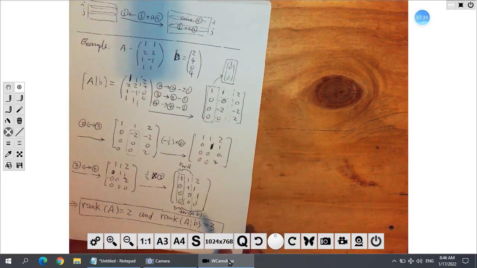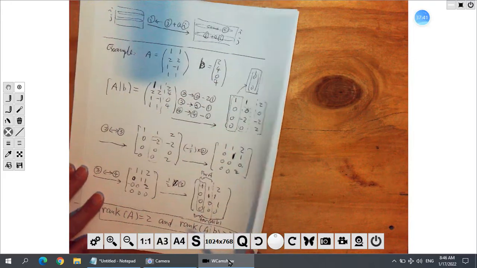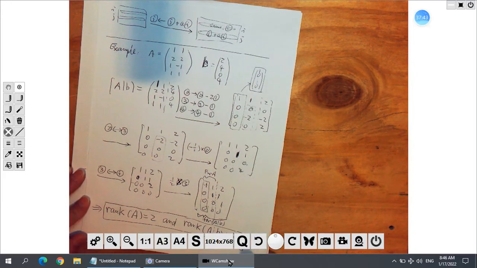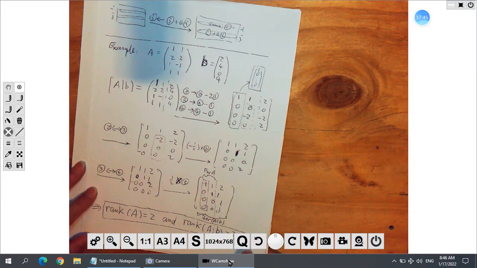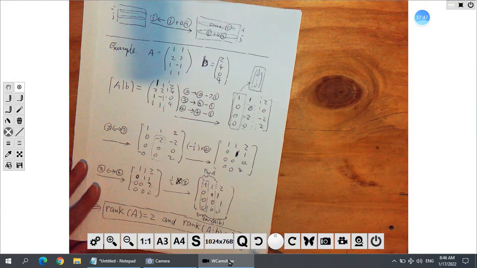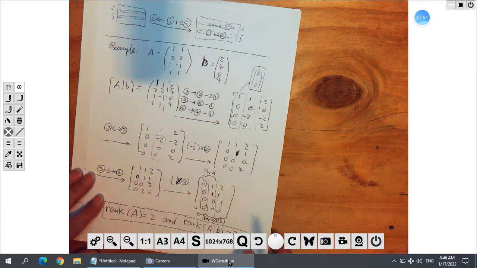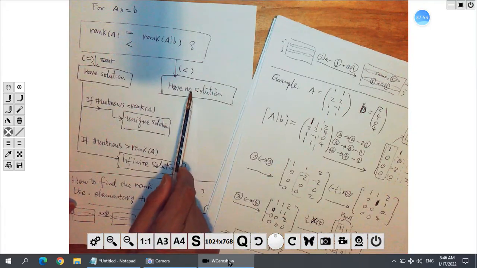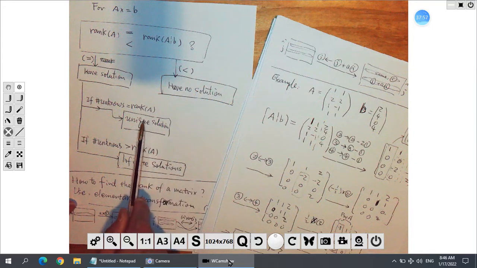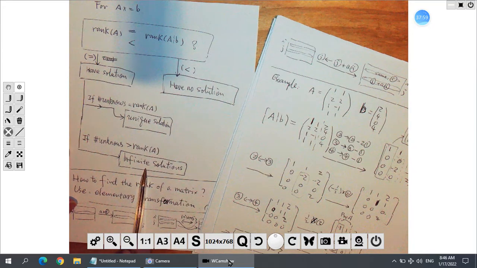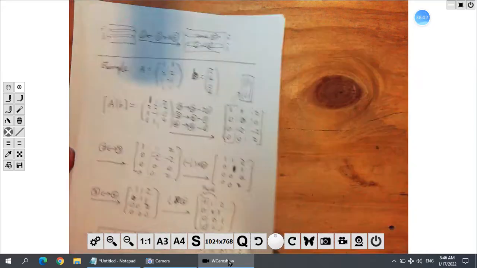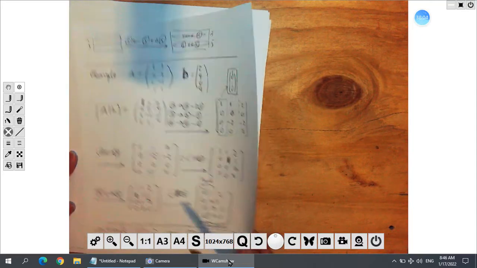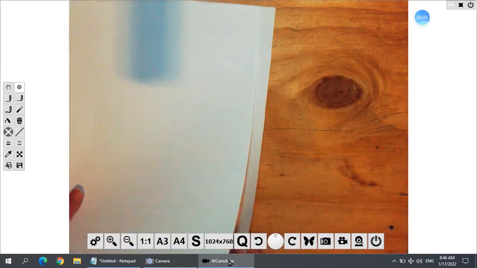Before we start to solve the equation, we need to check the rank to determine how many solutions we have. The number of solutions may be 0, maybe 1, maybe infinite. So we have 3 cases: 0 solutions, 1 solution, infinite solutions. Alright, the next step, we will try to solve them in each of the different cases.